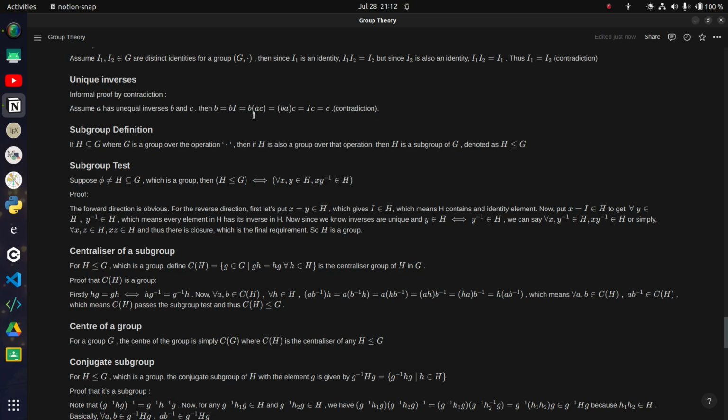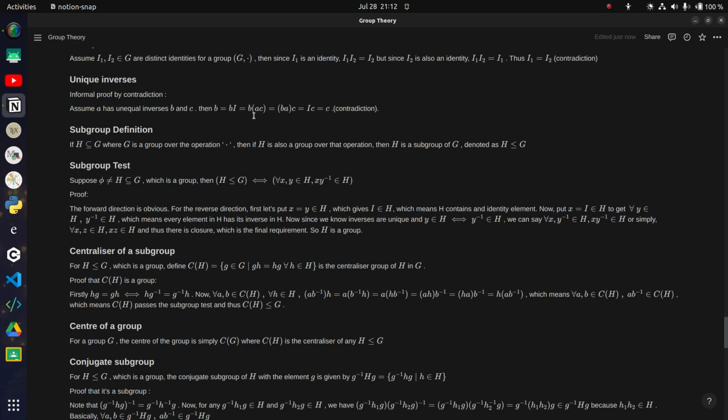And since in the bigger group your identity element was unique, we just proved that already, your subgroup should also have the same identity element, because if not, something's messed up. You have two different identity elements. That doesn't make sense. Okay, cool. So that's the subgroup test. Just read the proof. I'm not going to go through it.